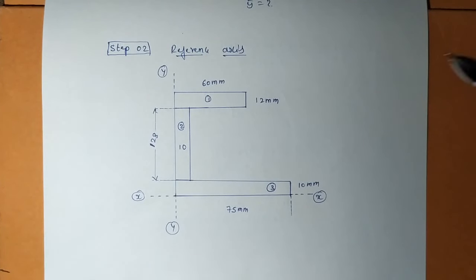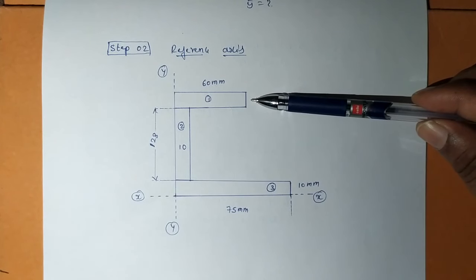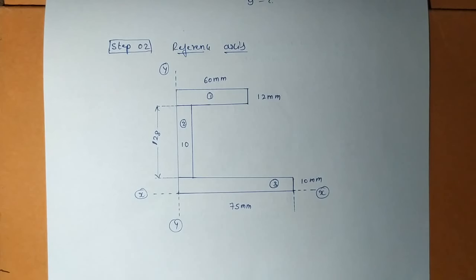After that, we have to divide the composite section into number of individual sections. It is a combination of 3 rectangular sections. This is the cross section area of the rectangular section 1, 60 into 12 mm. This is the cross section area of the section number 2, 128 into 10. And this is the cross section area of the section number 3, 75 into 10 mm. Like this, we have to divide the composite section into number of individual sections.